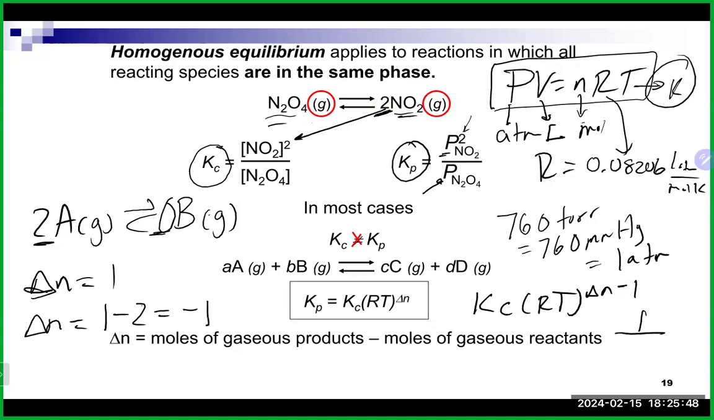And sometimes people will just take the difference, but you want to make sure that you do products minus reactants, because if you do get a negative, it is going to affect the math part of the calculation that you would have to do. So it's really important to make sure that you don't just disregard the negative, which is a common error that sometimes people make. Any questions on that there? All right.